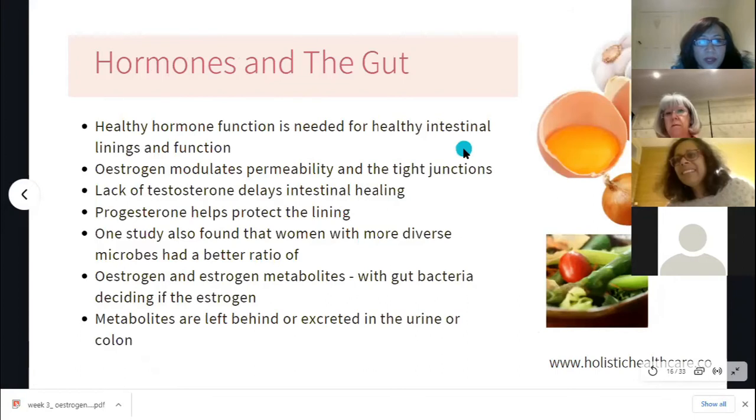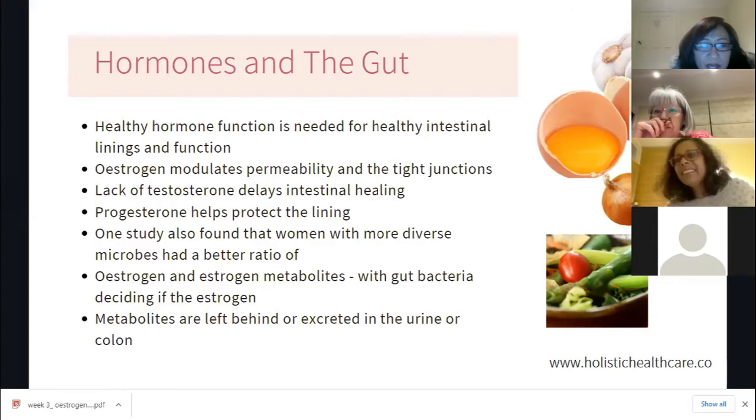Okay, so hormones and the gut. We mentioned this before in other lectures. Healthy hormone function is needed for healthy intestinal linings and function. Estrogen modulates the permeability and the tight junctions. So when people get leaky gut, it could be due to estrogen imbalances. Progesterone also protects the lining as well.